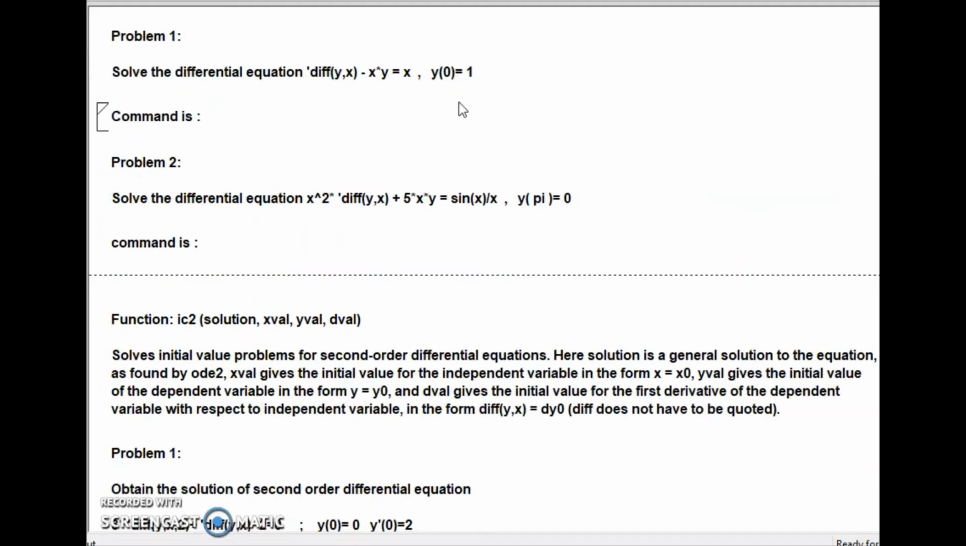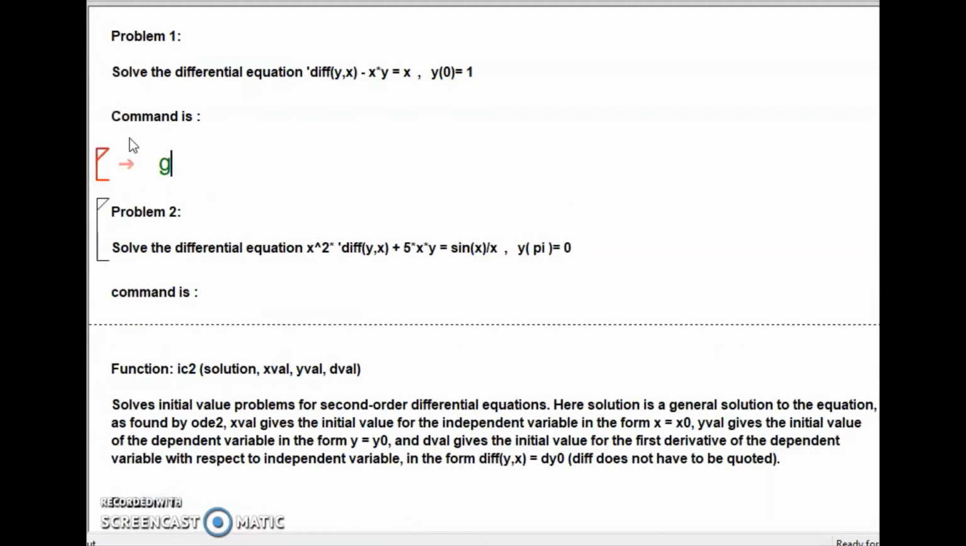Solve the differential equation. Now I am going to type the command and find the general solution. Since we need the general solution to find the particular solution, that is why I am going to name the general solution as GS. ODE2. Open the bracket, copy this equation, paste, comma, dependent variable, independent variable, semicolon, and then you can run this equation.